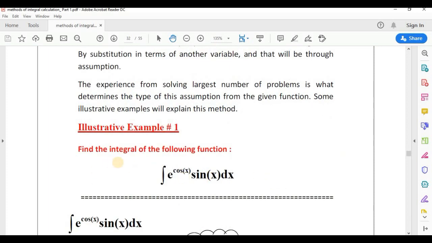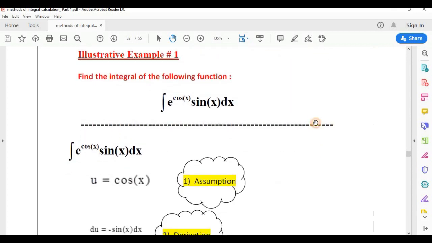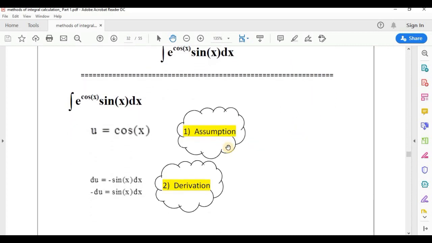Find the integral of the following function. We have this function, and we will use the substitution method to solve this integral. What will we do? The first step, assumption. We will assume u equals cosine x. This is the first step.